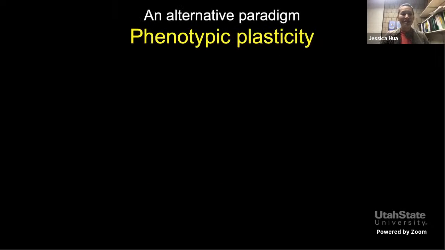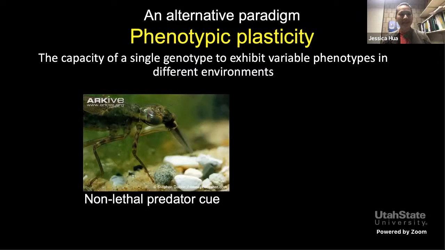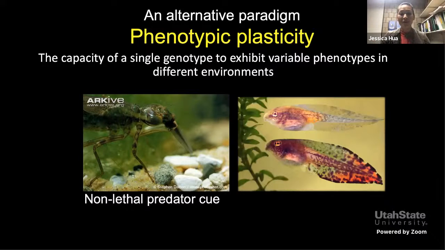And so this led to us thinking a lot about phenotypic plasticity, or the capacity of a single genotype to exhibit variable phenotypes in different environments. One of the examples that I like to share in terms of phenotypic plasticity is the response of tadpoles to non-lethal predator cues. So in the presence of the smell of a predator, these are tadpoles of the same species, of the same egg clutch, and the tadpole on the top was raised in an environment without predators. The tadpole on the bottom was raised in an environment with predators. And the point here is that the tadpole on the bottom, within a single lifetime, can induce a trait that allows it to better deal with predators in its environment.